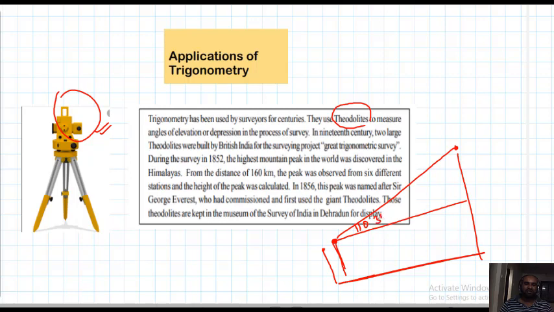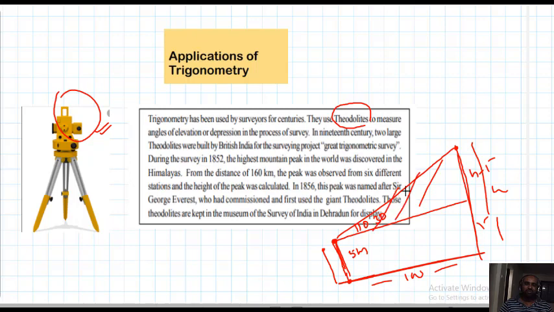For example, this angle is 30 degrees. For example, the distance from the foot of the person to the building is 100 meters. Now the person height is also given, for example 5 meters. Now we can find the height of the building. This is the height of the building, h. So this is 5, this is also 5, and this is h minus 5.